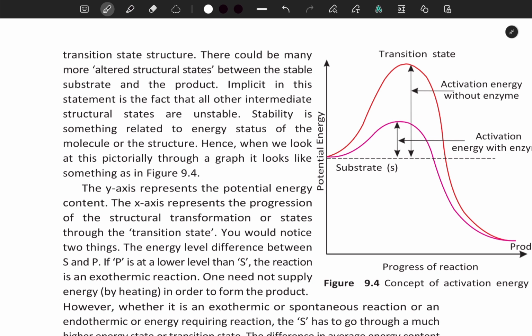Stability is something related to the energy status of molecules or the structure. Hence, when we look at this pictorially through a graph, it looks like something as in the figure. The y-axis represents the potential energy contained. The x-axis represents the progression of the structural transformation or states through which the substrate passes, including the transition state. You would notice two things: the energy level differences between S and P.